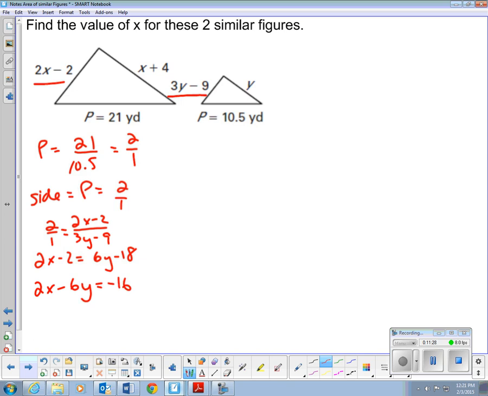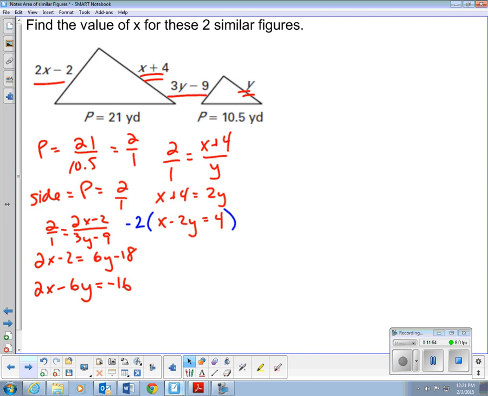I've got to do this problem again, because I've got another set of sides. So I've got x plus 4 here, and the y matches with that over y. Cross multiply. x plus 4 equals 2y. I want to get it all on one side, so x minus 2y equals 4. Now I've got a system. I've got x's and I've got y's. I think it would be easiest if I just take this equation right here and multiply this one by -2 so that these variables will be able to eliminate.